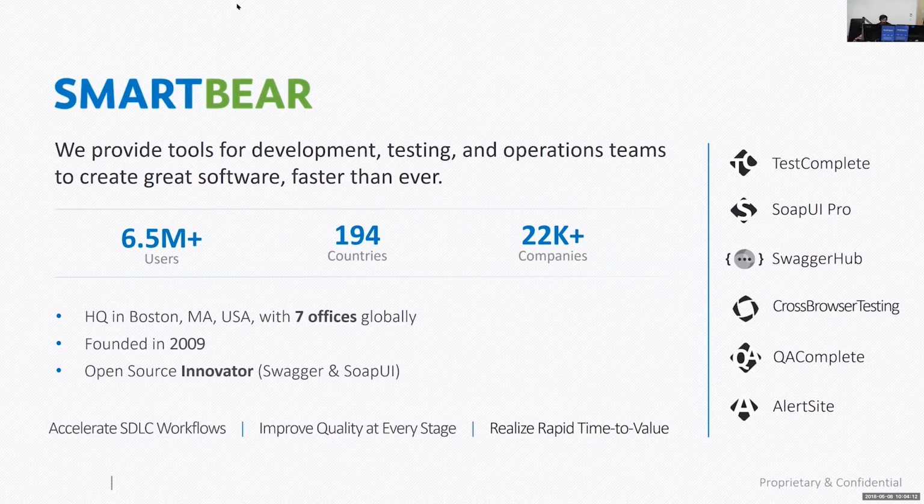Over here on the right, we've got some common products within our portfolio, some names I'm sure you recognize, including SwaggerHub, maybe SoapUI Pro if you have some experience with that. And of course, some of the test side of things: TestComplete, QAComplete, CrossBrowserTesting, and AlertSite for your monitoring. We'll get into those a little bit at a higher level in just a second.